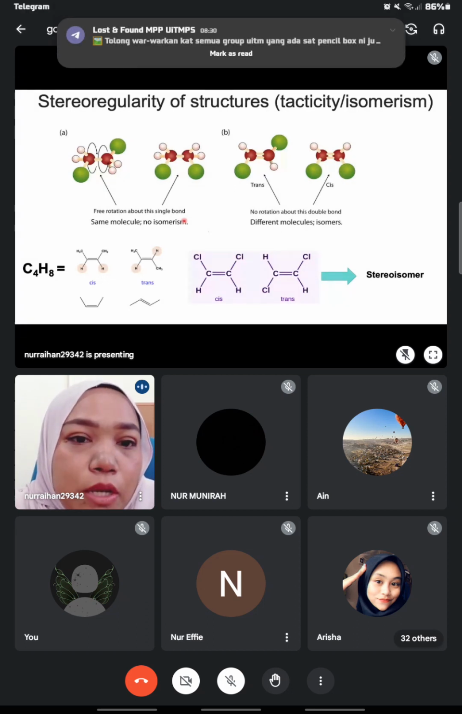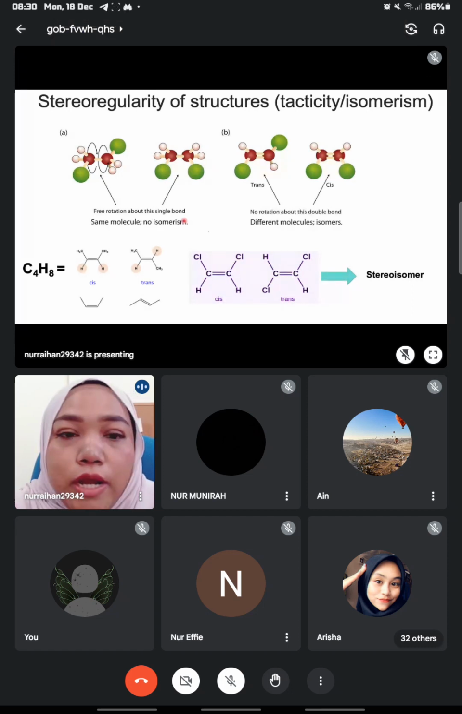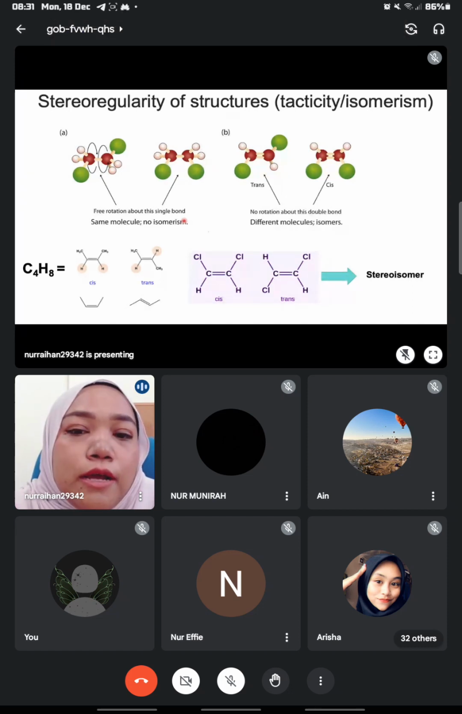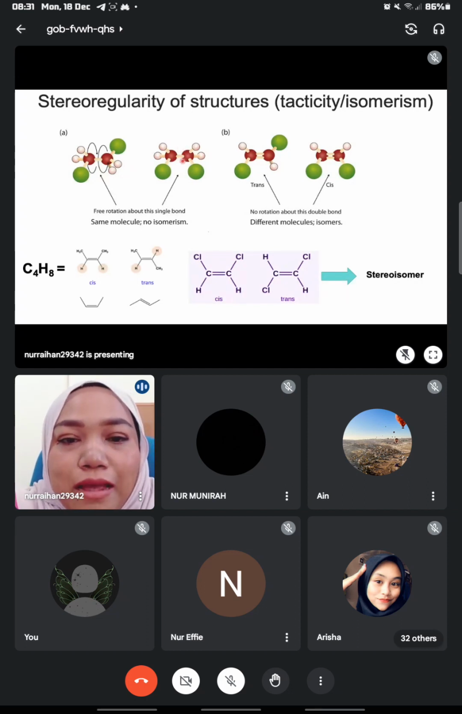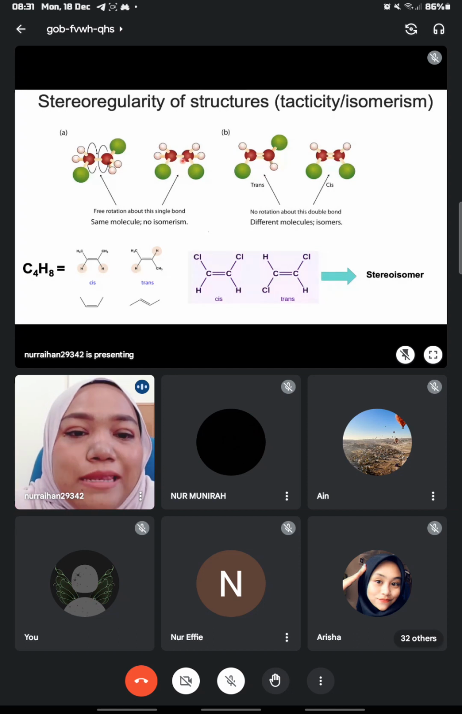Every time they rotate, they will have different terms such as trans, gauche, or staggered. So they have different names. This only occurs when the carbons are linked by single bonding. When carbons are linked by single bonding, no isomerism happens. There is no configuration, only rotation.